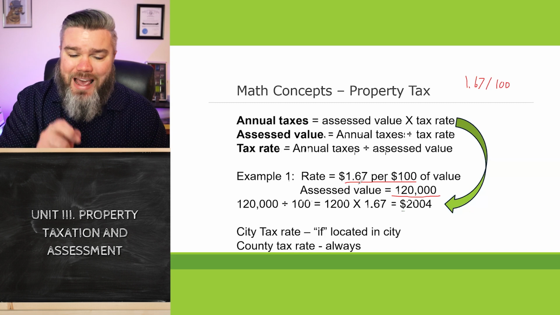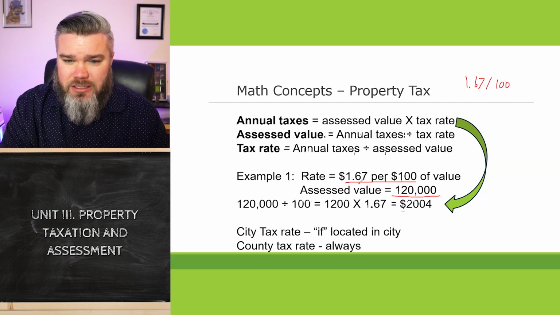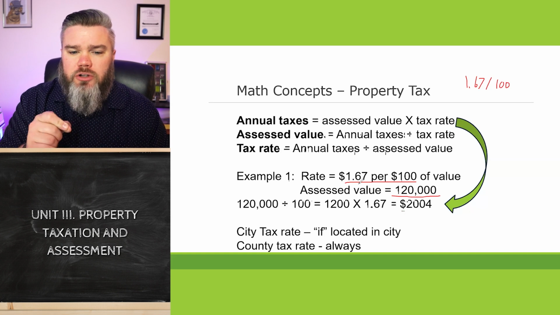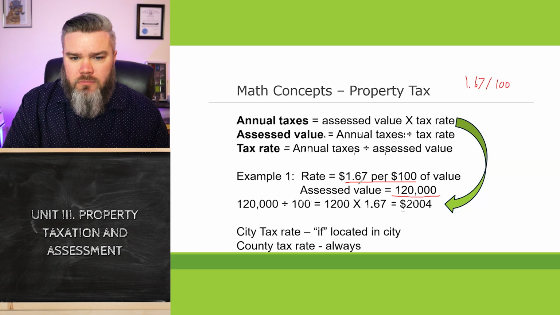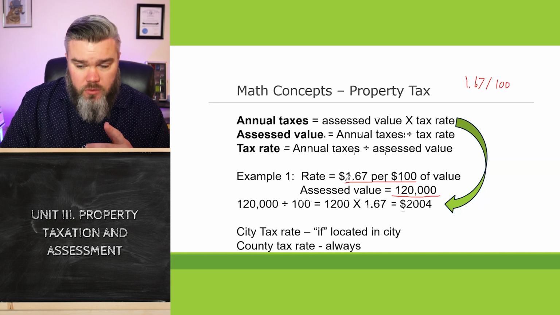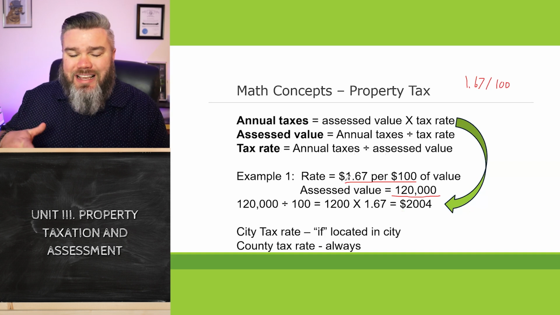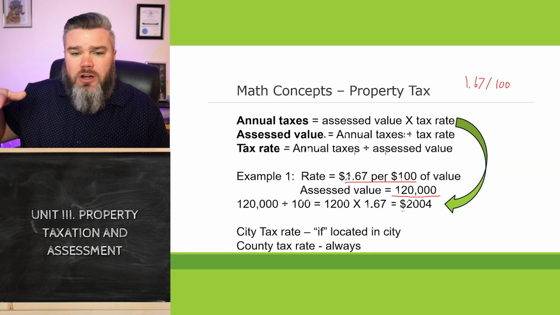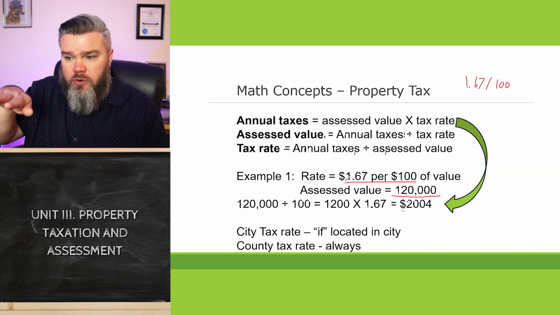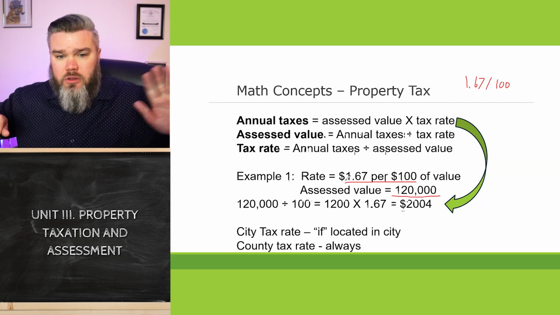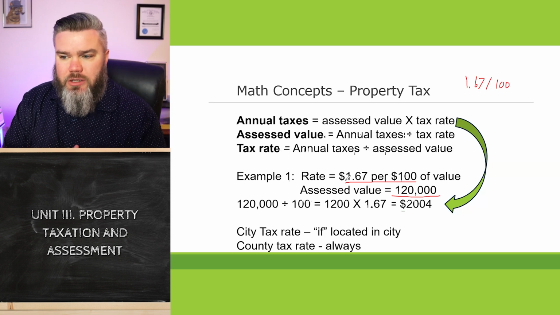You owe the tax assessor $1.67 per $100 of assessed value. That's it. In other words, if you started counting to 120,000 in multiples of 100, every time you said 100, you owe them $1.67. 200, another $1.67. 300, another $1.67. Well, it would be absolutely ridiculous to try to count it that way.